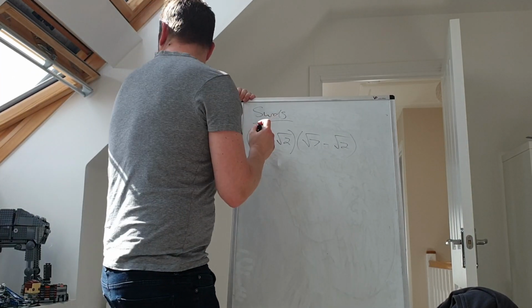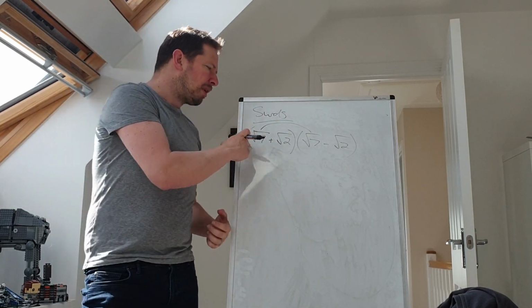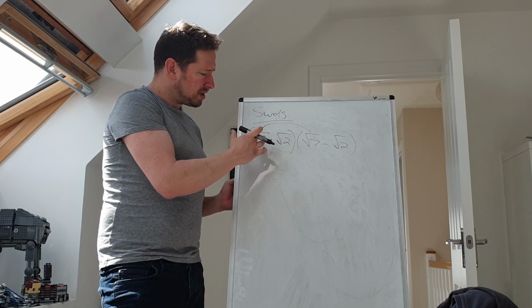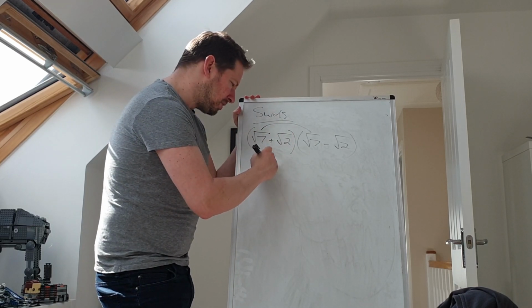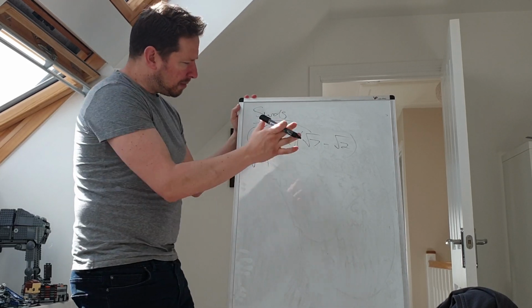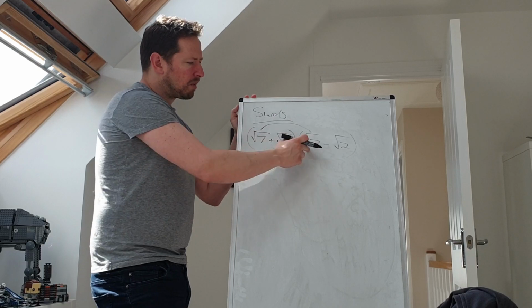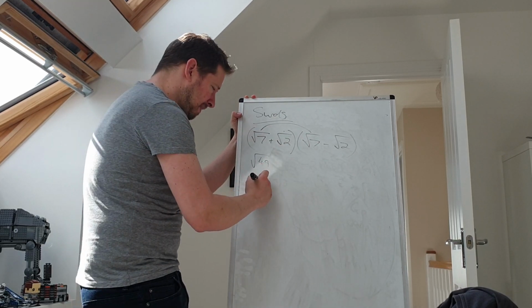Okay, so if we do this, we're going to do the square root of 7 times the square root of 7. Now, like we said before, because they're both square roots, that means you can multiply the numbers. So 7 times 7 is 49. So that gives us the square root of 49. So the square root of 7 times the square root of 7 gives us the square root of 49. And we know the square root of 49 is 7.